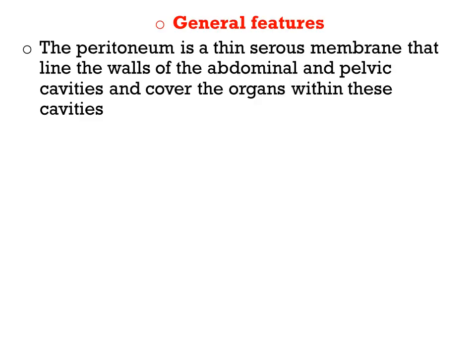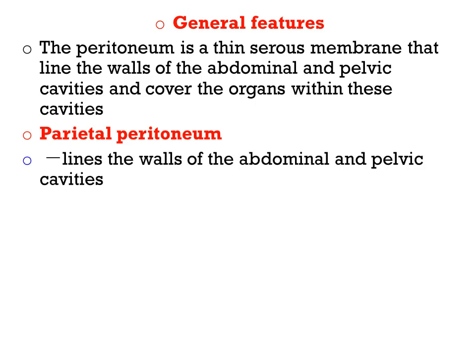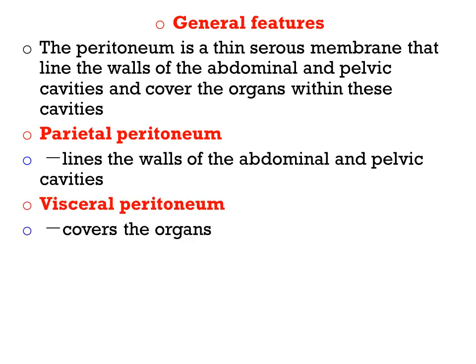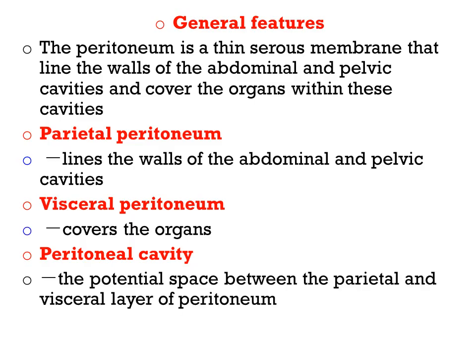General features: the peritoneum is a thin serous membrane that lines the abdominal wall and pelvic cavity and covers organs within these cavities. Parietal peritoneum lies on the wall of the abdominal and pelvic cavities, and visceral peritoneum covers the organs. The peritoneal cavity is a potential space between the parietal and visceral layers of the peritoneum. It's not a true space.